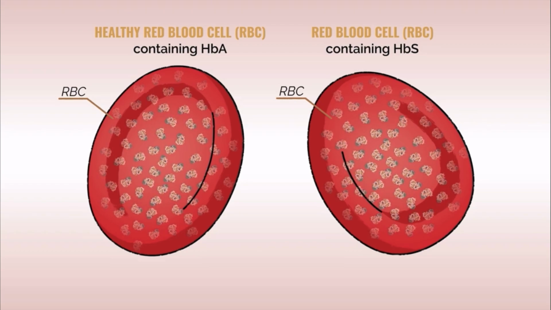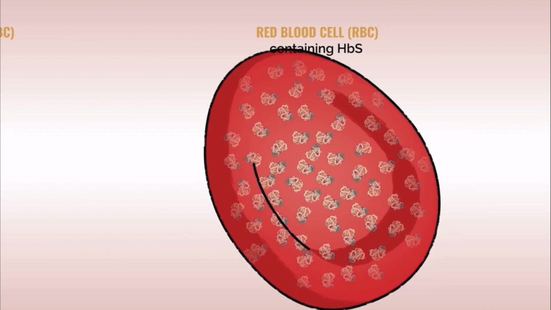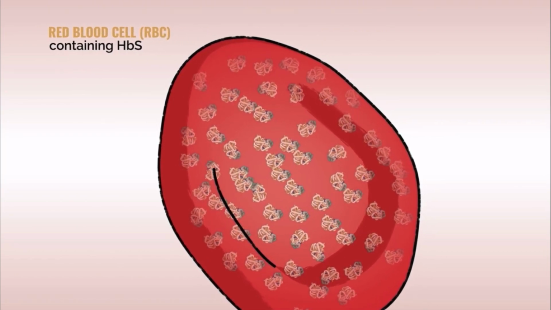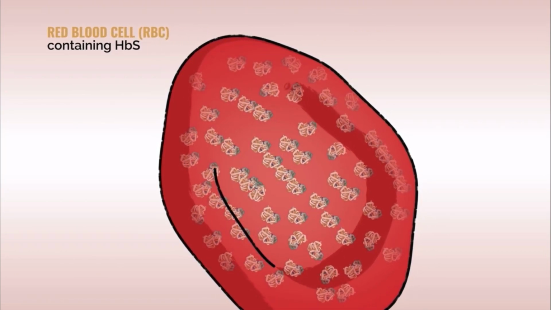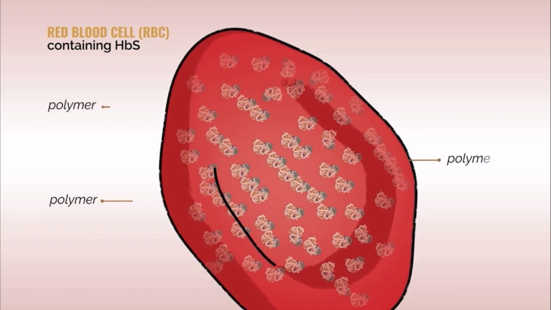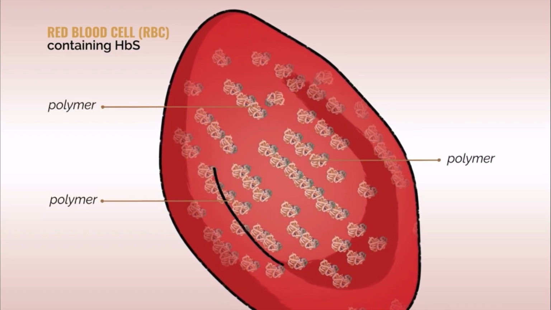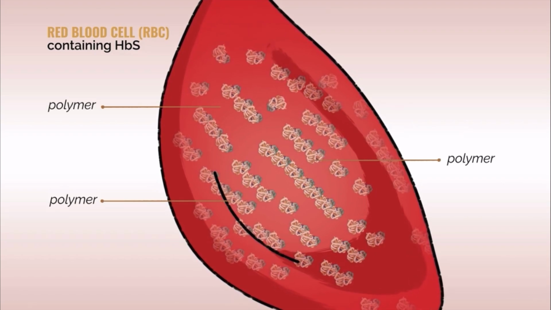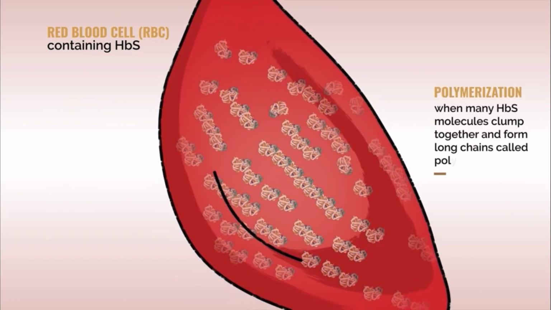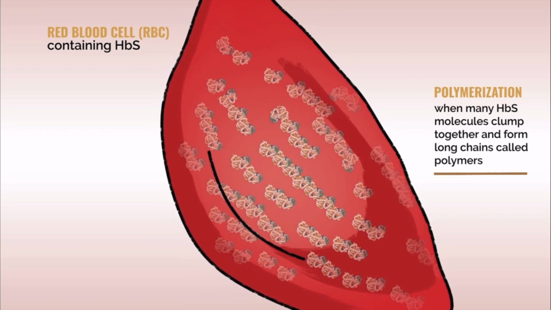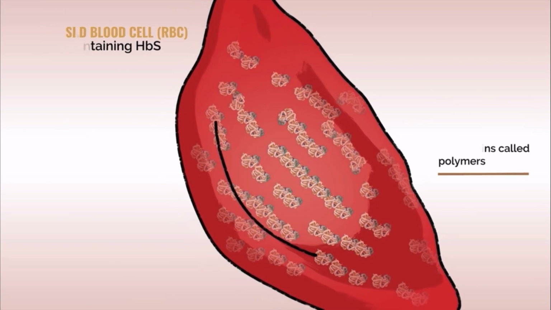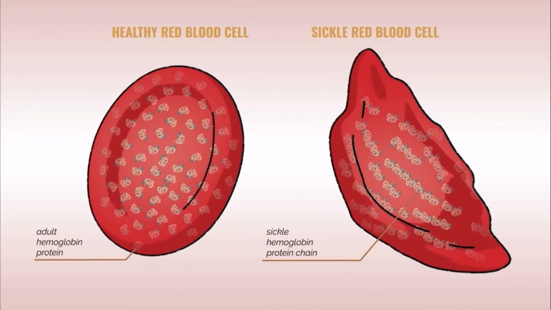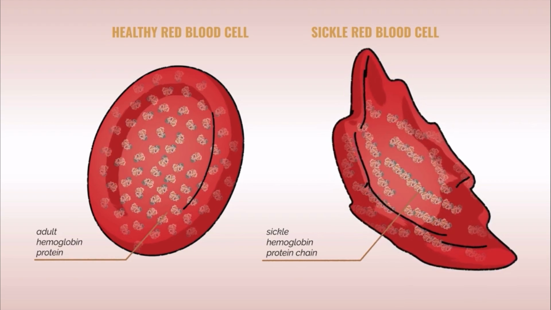Unlike normal adult hemoglobin, sickle hemoglobin molecules can change to an abnormal shape when they are low on oxygen. This change in shape causes the sickle hemoglobin molecules to stick together. When there are many sickle hemoglobin molecules in the cell, they can form long, rigid chains called polymers in a process called polymerization. These polymers cause red blood cells to become sickle-shaped, rigid, fragile, and sticky.